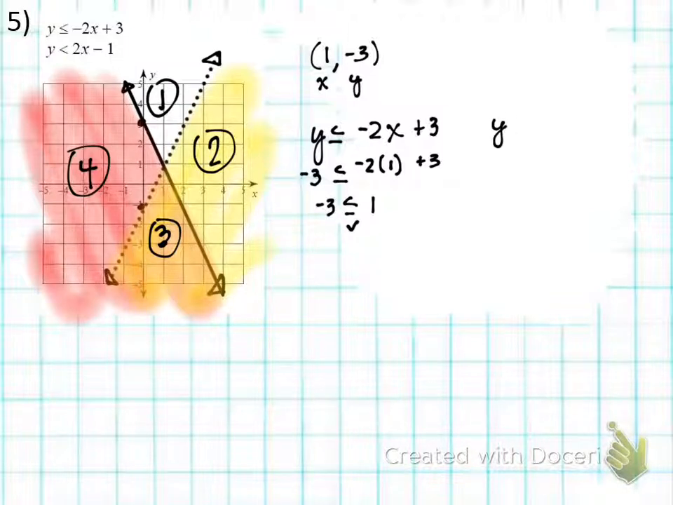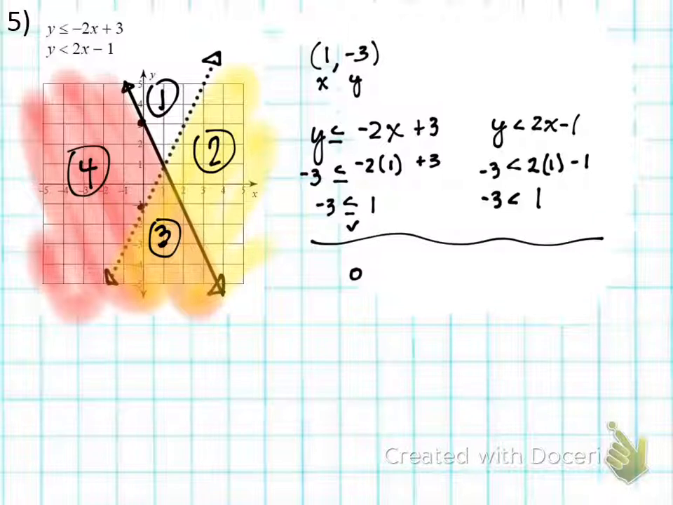I'm going to do it again for the second equation. And I'm noticing, hey, look, it works again. It means it's supposed to be negative 1. That means both of these make sense, right? Is it true that negative 3 is less than or equal to 1? Is that true? Yeah, is negative 3 less than negative 1? Yeah, so this is the solution.